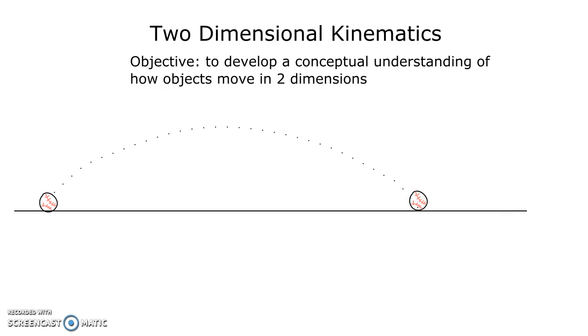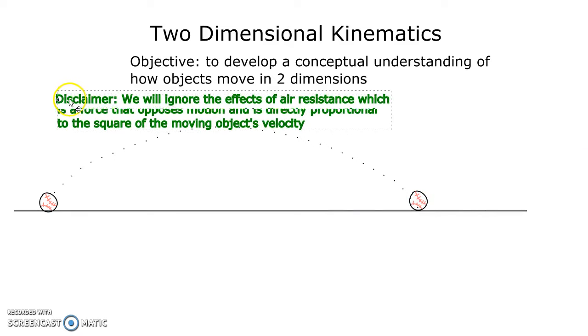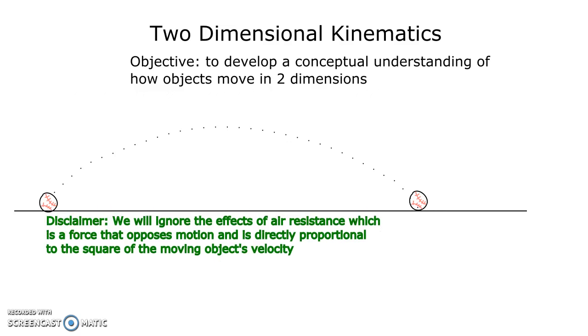at a further distance away. Now, I do need to pause for a moment and add a disclaimer here. In these kinds of problems, we will be ignoring air resistance. The reason for this is that air resistance is a force that opposes the motion of objects, but it's directly proportional to the square of that object's velocity, which basically means that every time the object changes its speed, it also changes the amount of force that acts on it. That makes things much more difficult. In fact, it involves using calculus to solve it. We're going to ignore this for all of our problems.